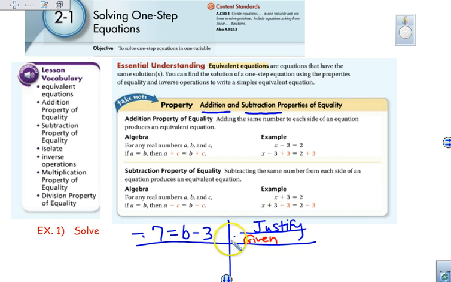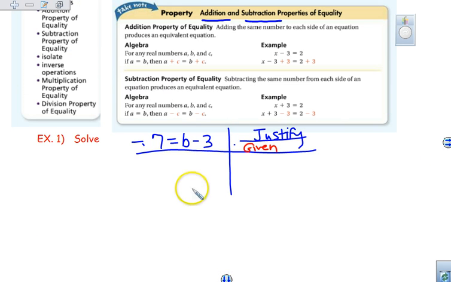We use our inverse operations. Now, I know these are easy to solve, but what you're going to be asked to do is justify your steps. And this kind of leads into geometry when you have to actually prove things. So if we're going to prove this algebraically, we can write -7, and to get b by itself, we would add 3 to both sides.